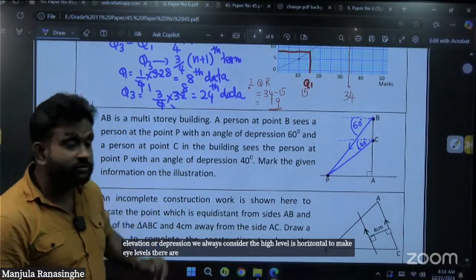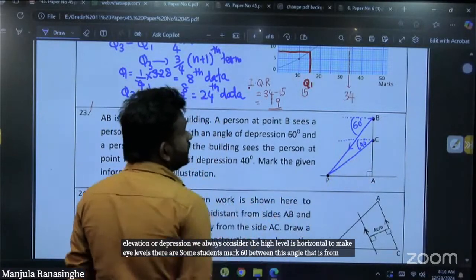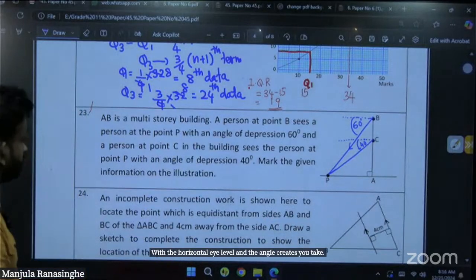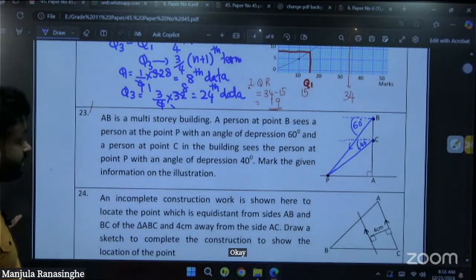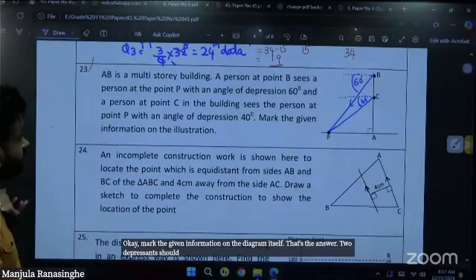Some students mark 60 between this angle, that is wrong. 40 at this angle, that is wrong. With the horizontal eye level, you take the angle it creates. Mark the given information on the diagram itself. So that's the answer. Two depressions should be marked correctly.